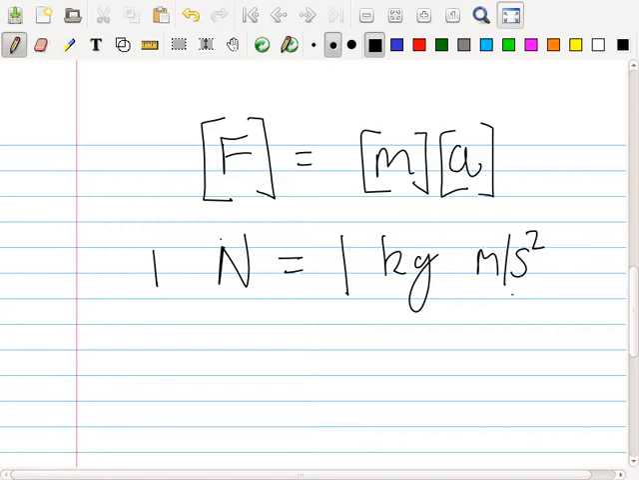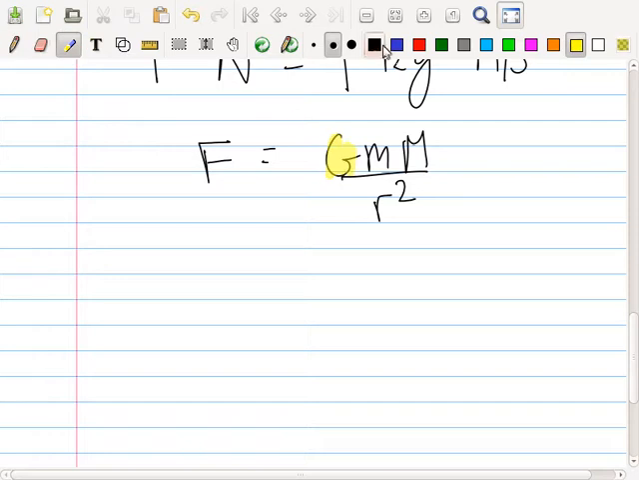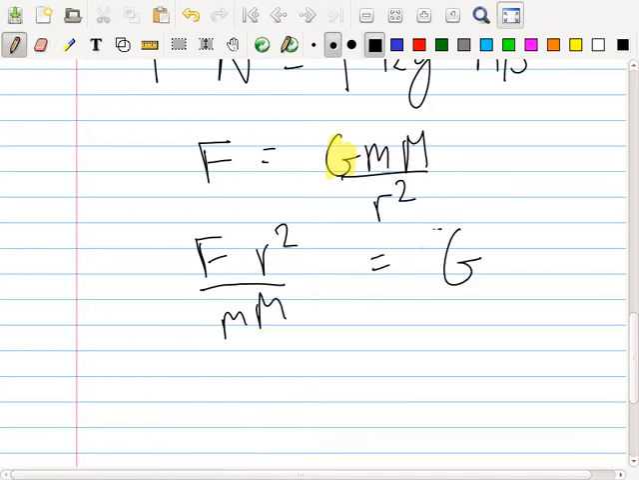Now, where is this really useful? I'll tell you where this is really useful. When you have something like this, F equals G mm over r squared. Who knows what this equation is for? Yeah. What's it for? Gravity. Now, who knows what the unit for G is? Well, you might not remember it. That's okay, because if you don't remember it, you could do this little trick. You could rearrange it so you have f r squared over mm equals g. And the unit for g will be the same as the units for all of these.